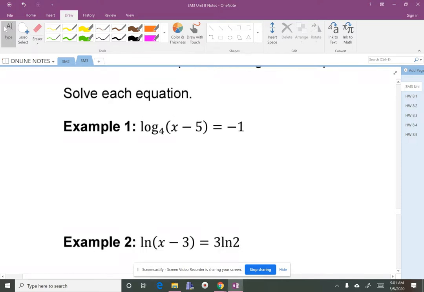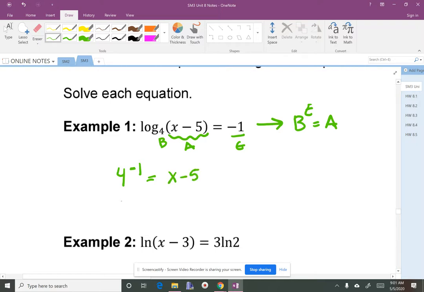First example. This is in log form, meaning I am going to try and change it to exponential form. So I need to figure out what is what. 4 is my base, this is my a, and this is my e. So I change forms, and I get 4 to the negative 1 equals x minus 5. Well, 4 to the negative 1 is 1 over 4. I'm going to solve for x. I add 5, and I get x equals 5 and 1/4, or you can write it as 5.25.